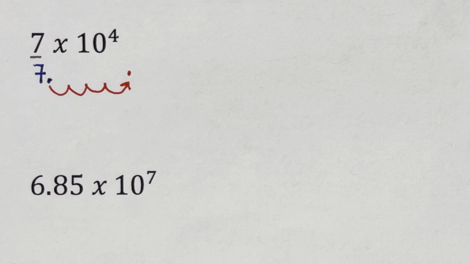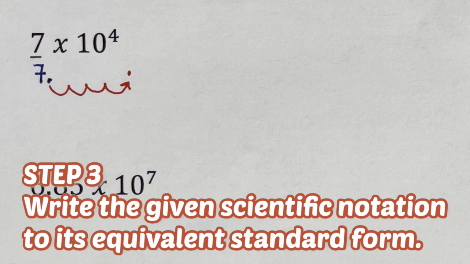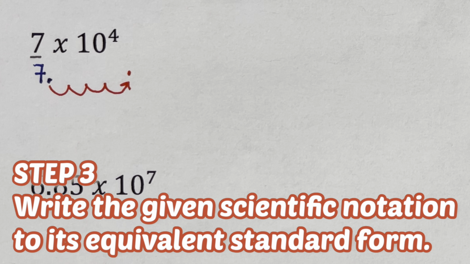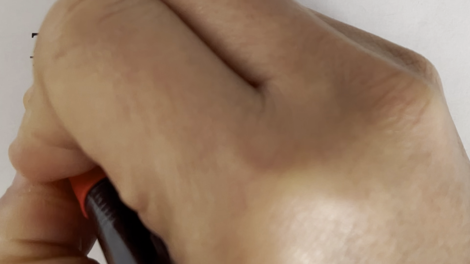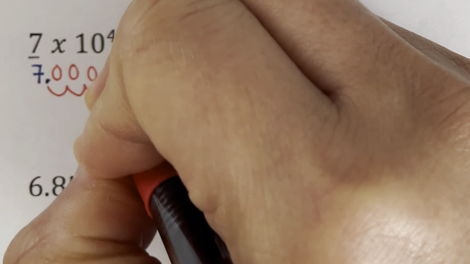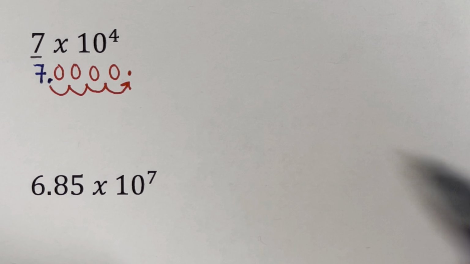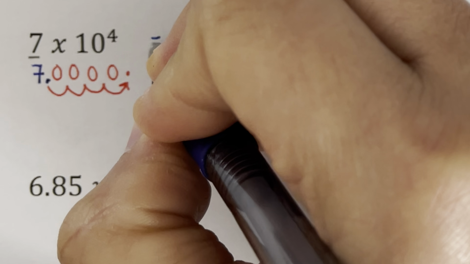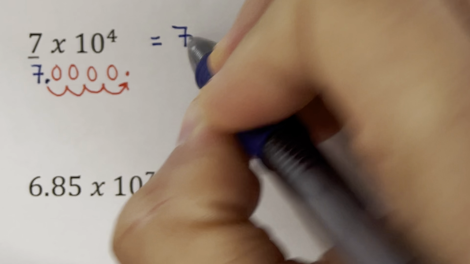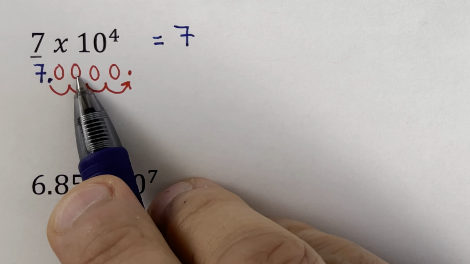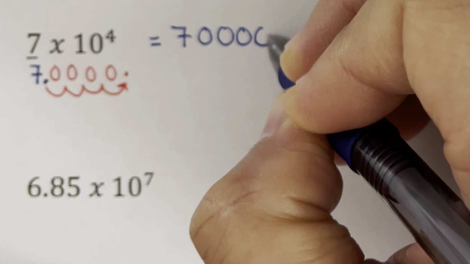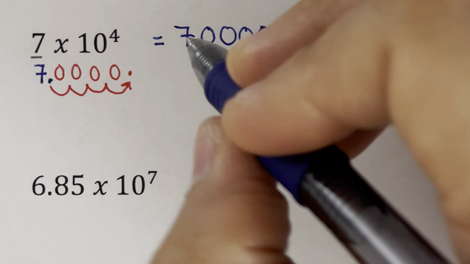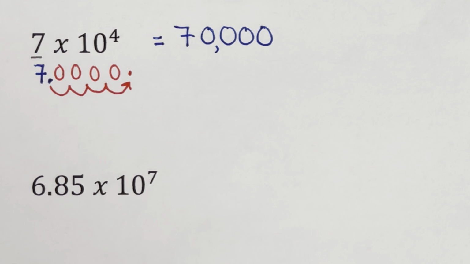Now, we're ready to move on to the third step. The third step is to write the given scientific notation as its equivalent standard form. So we're just gonna add zeros in between this. So that would be 0, 0, 0, and 0. So then our standard form for this scientific notation would be 7. And then we are going to add 1, 2, 3, 4 zeros. That's 1, 2, 3, 4. And so this is actually 70,000.